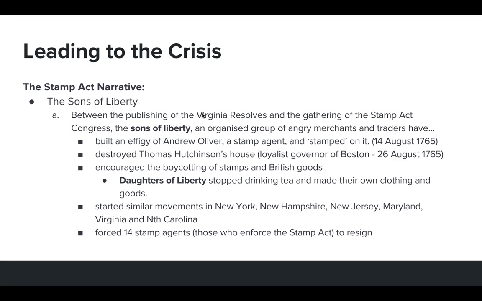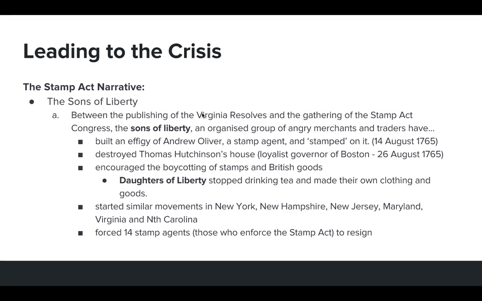So Andrew Oliver is someone who's been commissioned by the British government to enforce the Stamp Act. Every time a merchant would require paper, they would go to Andrew Oliver to get it stamped. So it's officially stamped. They would pay the tax to Andrew Oliver, and then they would be able to pass on their paper goods, and Andrew Oliver would pass the tax back to Britain.